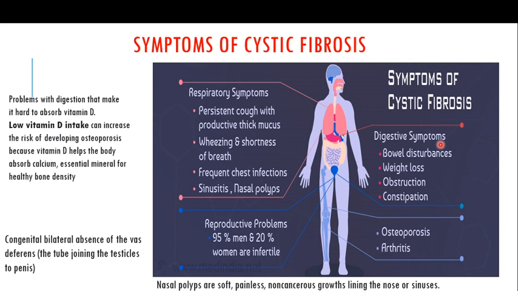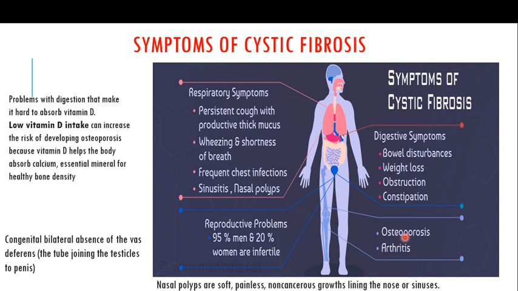There can be a lot of digestive problems like bowel disturbances. There can be weight loss, there can be obstruction, there can be constipation, all because the chloride ion misdistribution is actually going to affect digestion in a variety of ways. There can also be osteoporosis, and there can also be arthritis in the case of cystic fibrosis.